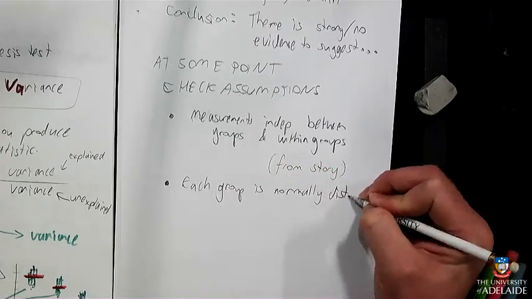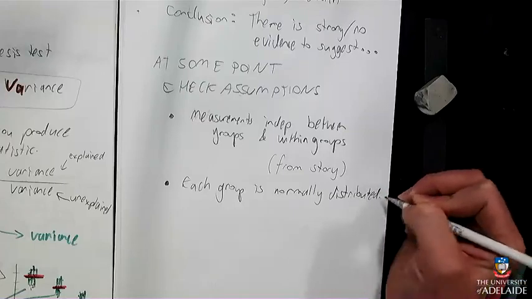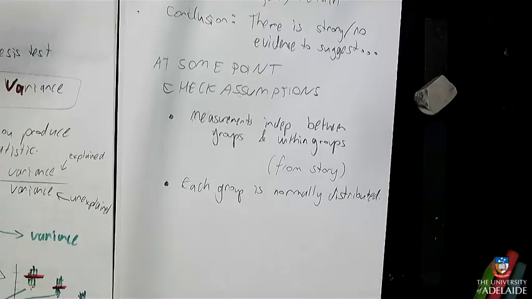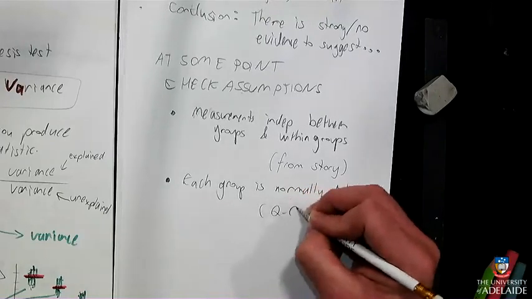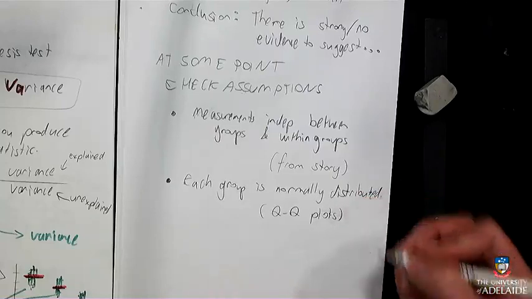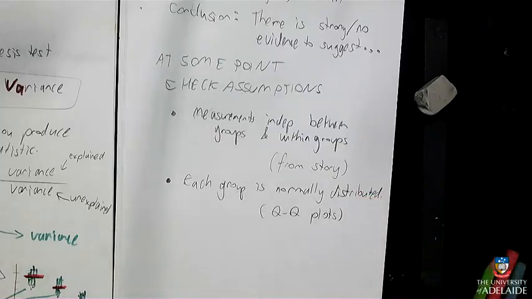Each group is normally distributed. If I'm right, because your lecturer is from the School of Maths, I would imagine they would do this by drawing like a QQ plot. Over in psychology, they do the Shapiro-Wilk test. And over in economics, they draw a histogram. To be fair, it probably works fine even if it's not that normal, so no one really cares that much. Anyway.